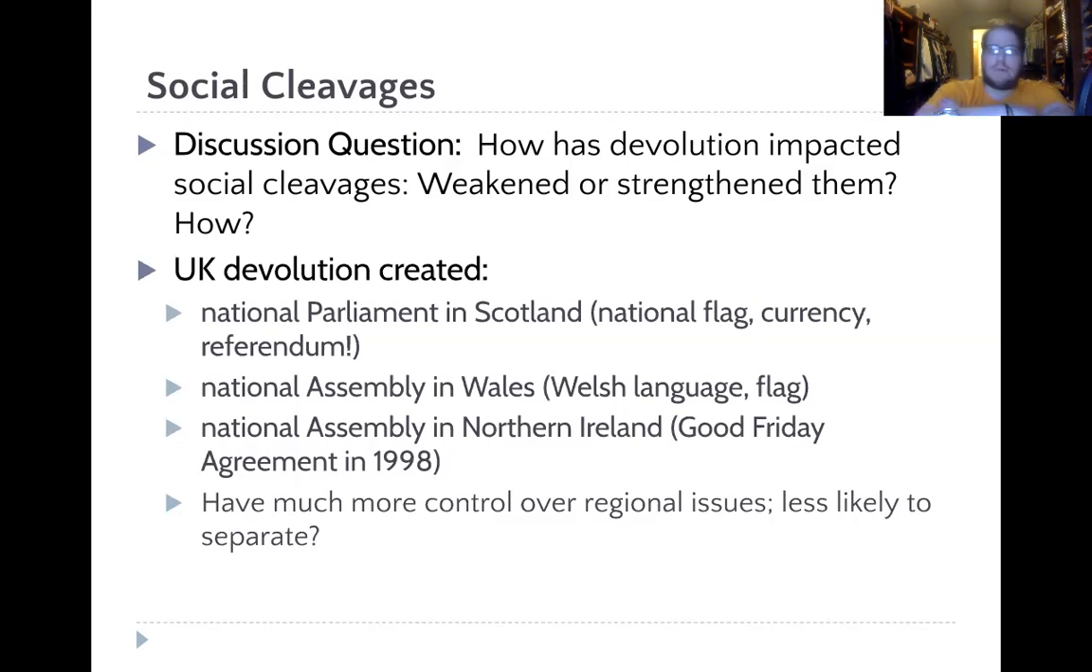In Scotland, one of the things that David Cameron promised when he was reelected in 2015 was that he would grant a Scottish referendum on whether or not they would leave or stay in the United Kingdom. And that solves some issues, but the creation of these parliaments and giving them a lot more regional authority has helped quell some of the issues.